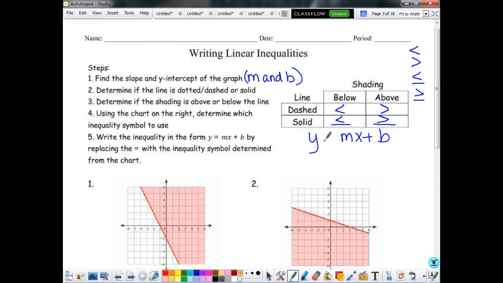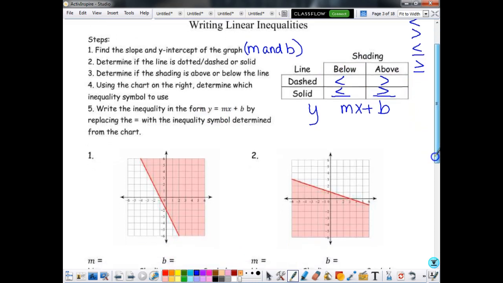So the way you read this chart is if your line is solid and the shading is above, you would come to this sign right here, because this sign will tell you, okay, your line is solid, and this symbol tells you, okay, the shading is above. Does that make sense? All right. So then once you determine which of these four symbols you're going to use, you're going to write the inequality in the form y = mx + b, and you're going to replace the equal sign with one of these symbols. Okay?